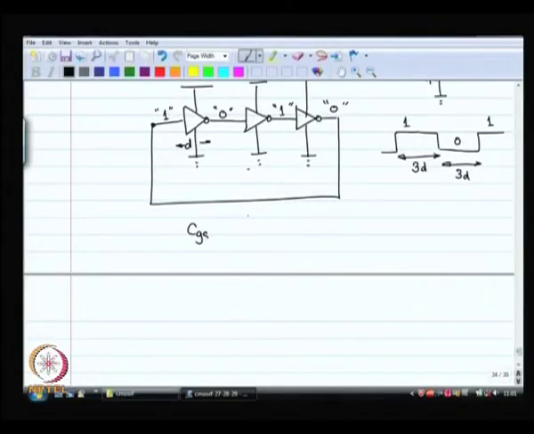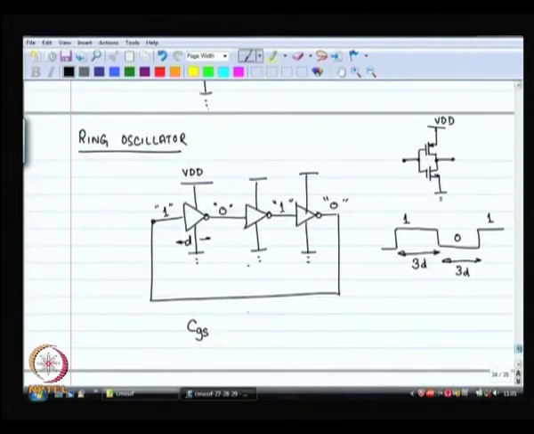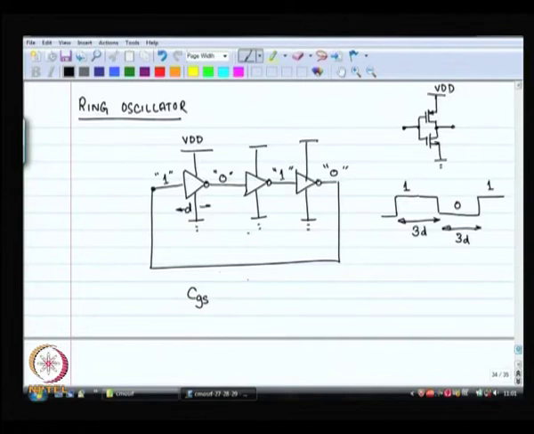The load capacitance is the gate capacitance of the next stage, which is basically CGS of the next stage. It is also the drain to body capacitance of the inverter itself. So, it is something like this. Right. So, this is the load capacitance that each inverter sees. Each inverter sees the same load capacitance.